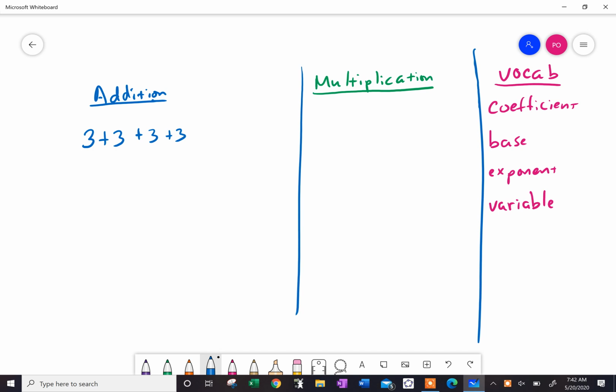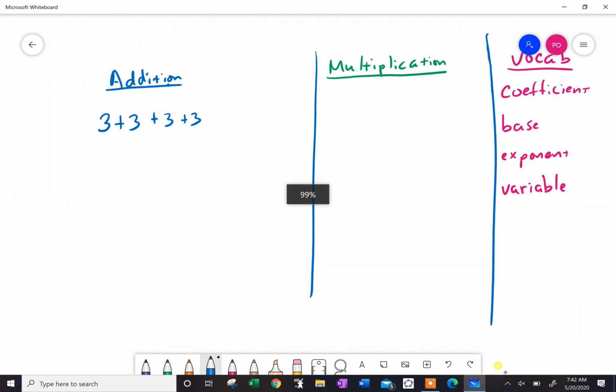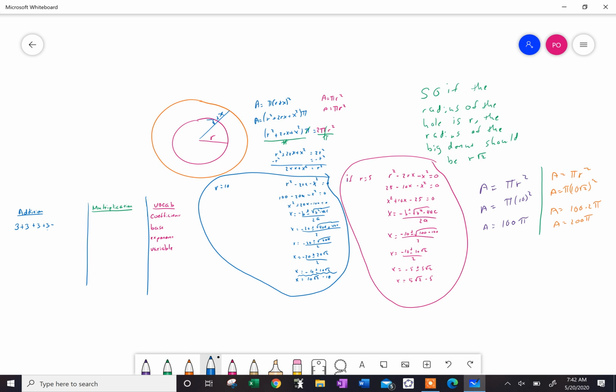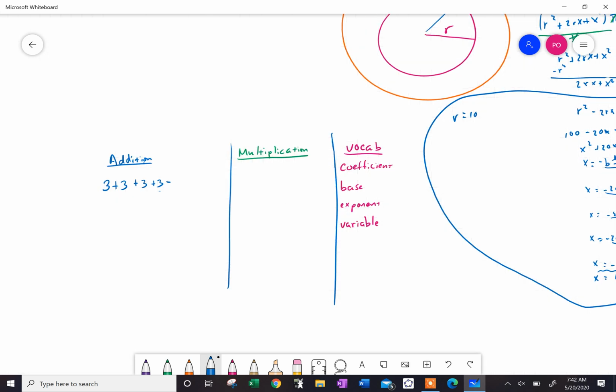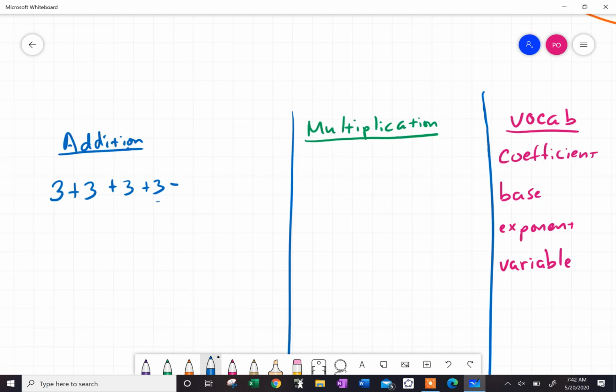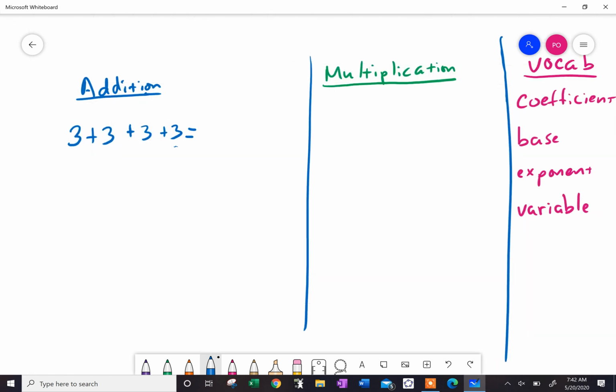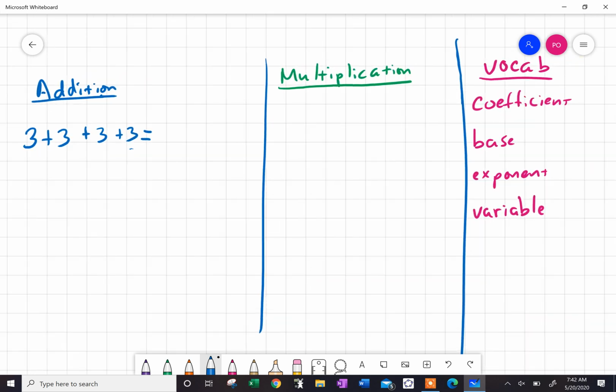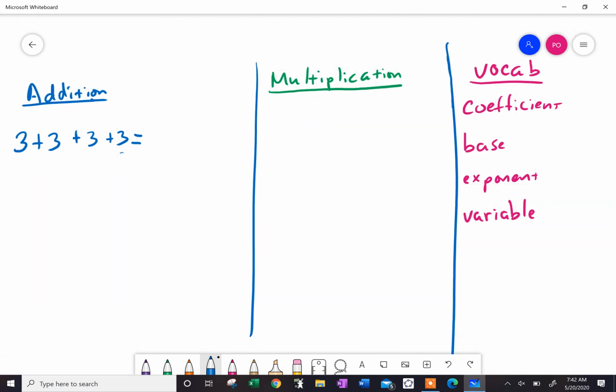I think part of the problem is if you have something like 3 plus 3 plus 3 plus 3, your answer is 12. But that's not really what I'm after. I don't actually care about the answer itself. I do care about this though. 3 plus 3 plus 3 plus 3 literally means 4 threes, which is multiplication, because multiplication is really repeated addition.